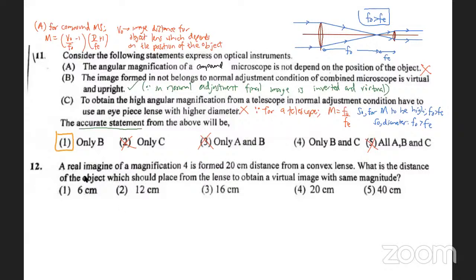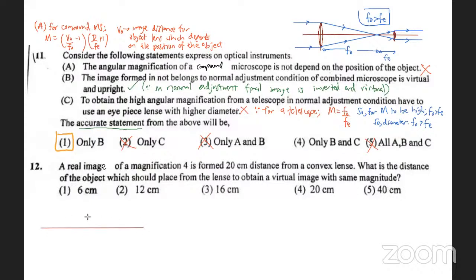Right. For the 12th one: a real image. A lot of spelling errors and printing errors are probably due to translation. A real image of magnification 4 is formed 20 centimeters from a convex lens. Real image. So let's draw that quickly.